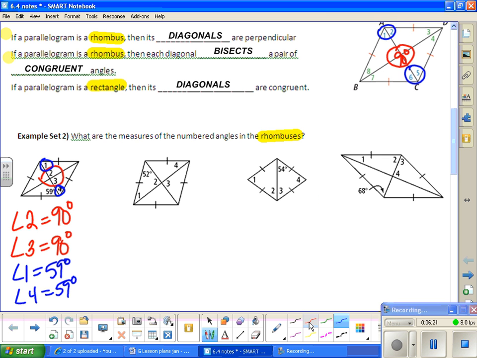Okay, let's go and do another one. So again, this is a rhombus, so the easiest thing to look at first is the inside, where the diagonals are, because you automatically know these are 90 degrees. So angle 2 is 90, and angle 3 is 90. Then I want to go ahead and look at the others.